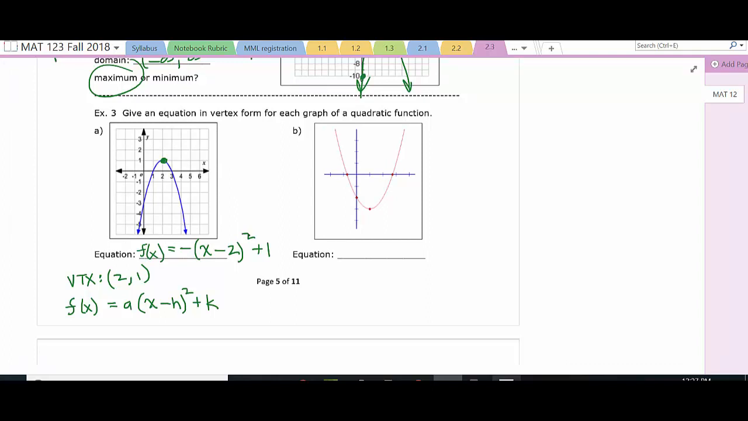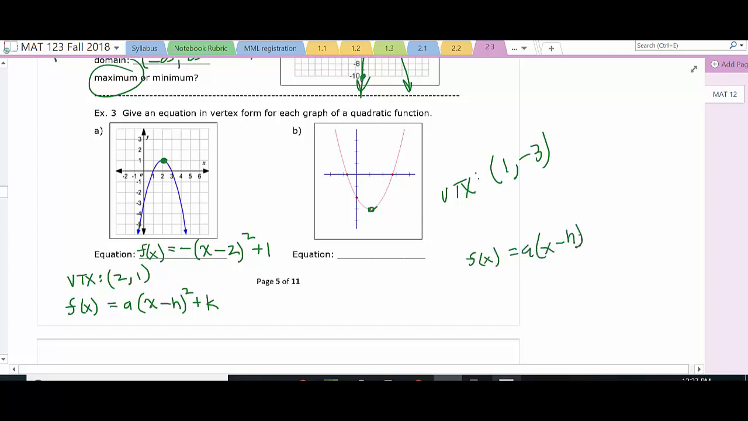All right, let's see the next one. What is the vertex? (1, -3), right? Okay, all right, so again, you're going to use f(x) = a(x - h)^2 + k. What goes in for h? 1 does. What goes in for k? -3 does, okay? So what you would get is x minus 1 squared and then minus 3. Plus a -3 is a minus.